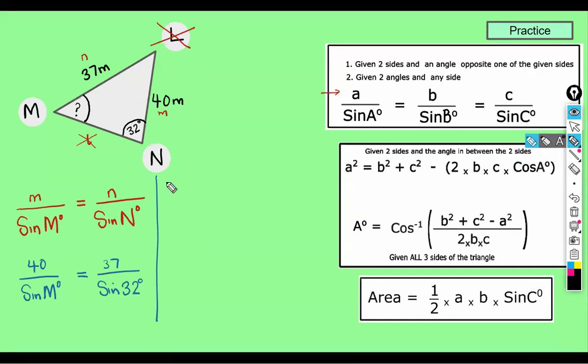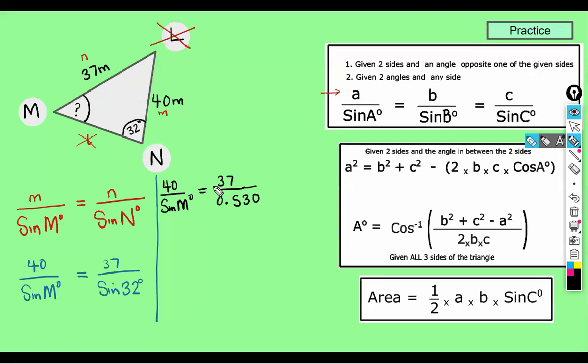So 40 divided by sine capital M is equal to 37 divided by, I'm going to work out sine 32 and go to 3 decimal places. Sine 32 is 0.5. If you go to 2 decimal places on the calculator, you're seeing 0.5299. If you go to 3 decimal places, you're going to end up adding 1 to the 9, which means you have to add 1 to the 2. So it's 0.53. You can put a 0 here, but it's not going to make a difference. But if you want to be super accurate, you can put in the 0 here.